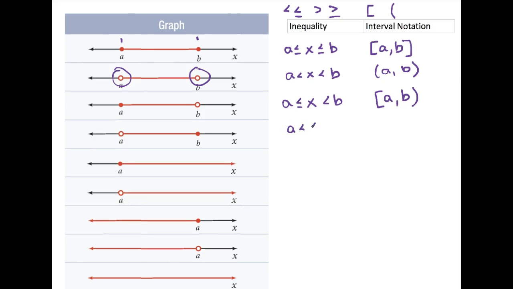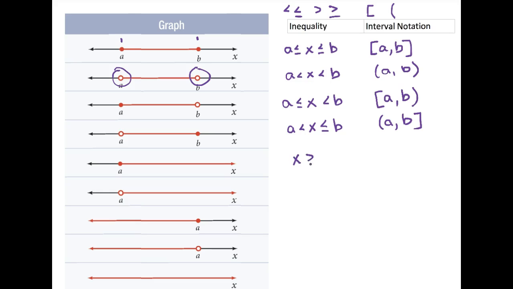So A is less than X, but not including A, is less than or equal to B. But when we write it as interval notation, we say curved bracket A, because it means not including A, and up to B, but definitely including B. Sorry, I misspoke.